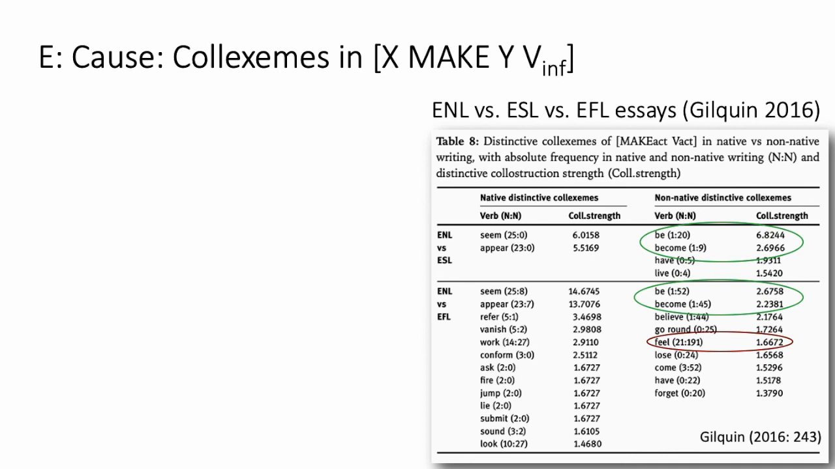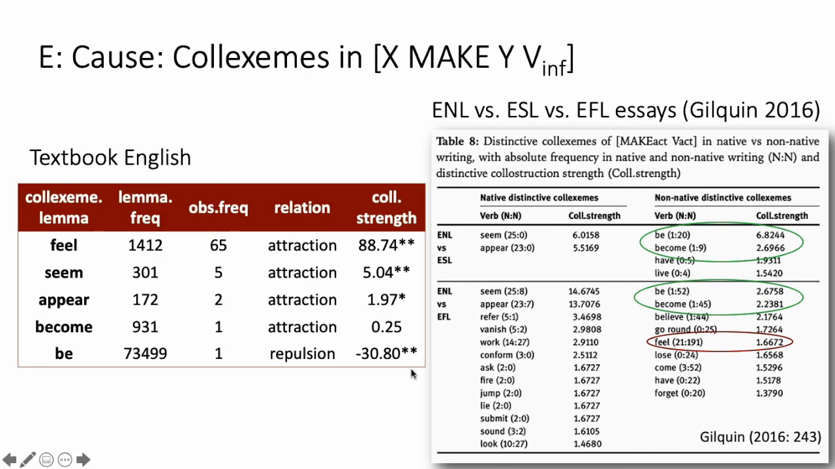Another interesting finding here is the verb feel, which is considerably overused by English as a foreign language users as compared to English native speakers. And you might remember that feel was one of the highest collocates for this particular construction in the textbook registers. Here were the top results from the textbooks. So we find feel very strongly attracted to this construction, as well as seem and appear, which are less attracted but still more attracted than many other verbs. And then the repulsion side we had be and become.